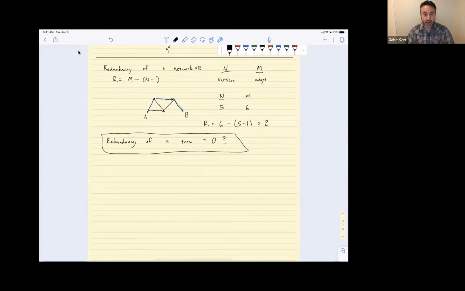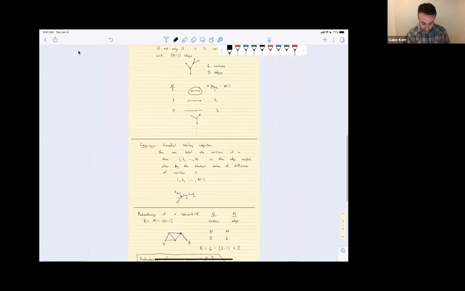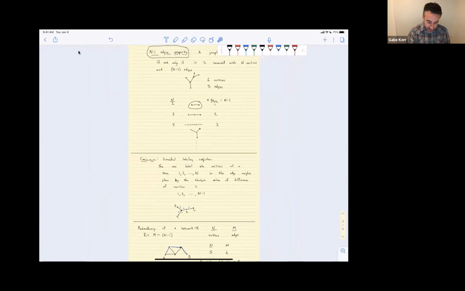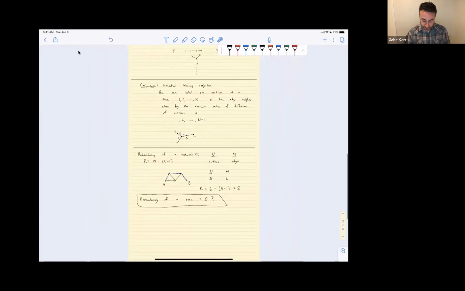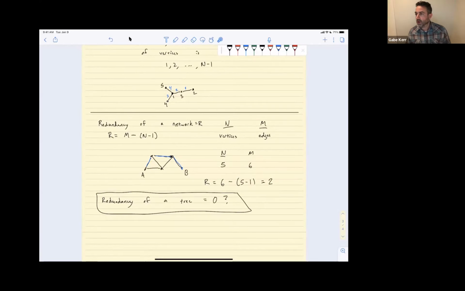But if you don't like that kind of qualitative argument, you can look back at the other property we went through and talked about, the n-1 edges property. A tree always has n-1 edges, so this number m has to be n-1, and here you're going to get n-1 minus n-1, so the redundancy always has to be 0. So there's that too.